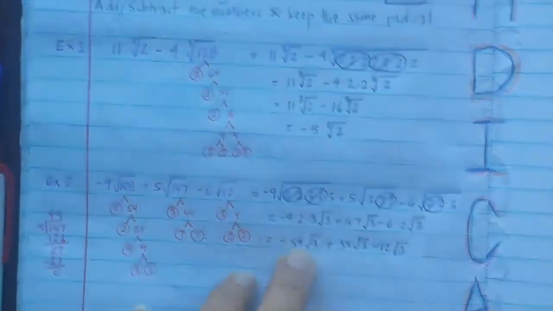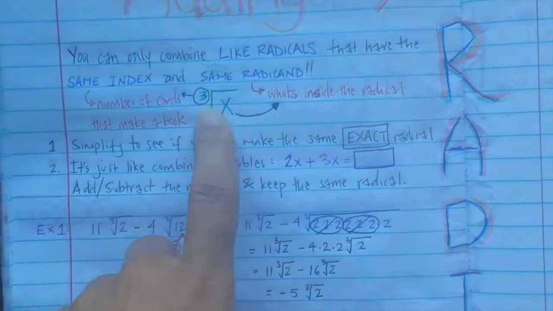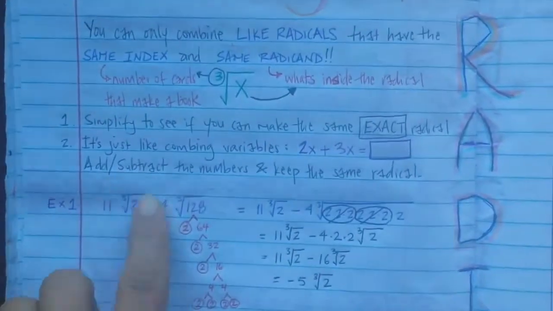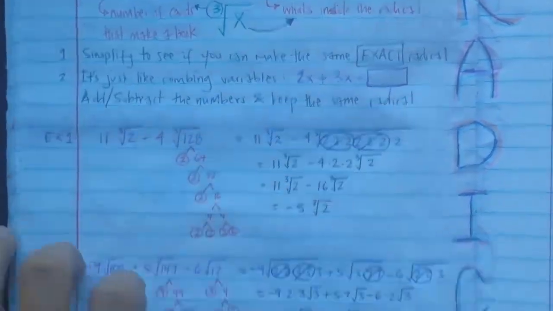Now do you see that the radical is exactly the same? This is a listening check. Put 5x where it says 2x plus 3x equals. Put 5x. So now you just combine like variables, so the x is the radical.